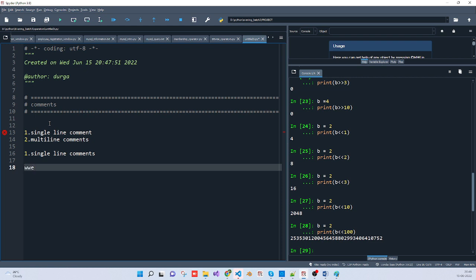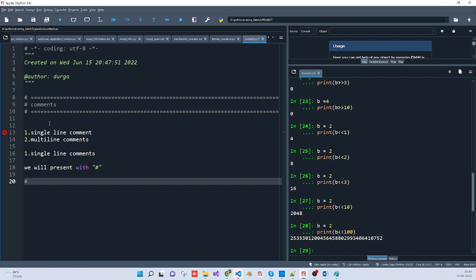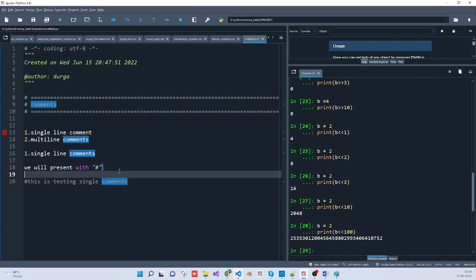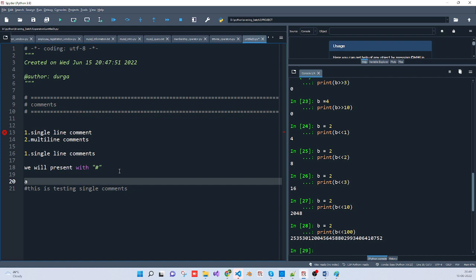We will represent a single line comment with the hash mark. Remember this symbol. Suppose I want to write, this is testing single line comments. Before that, a is equal to 10.